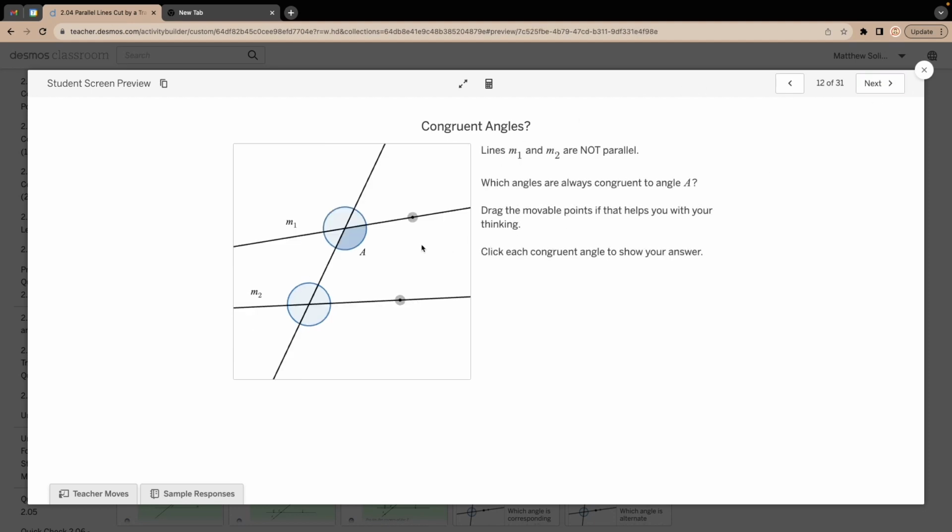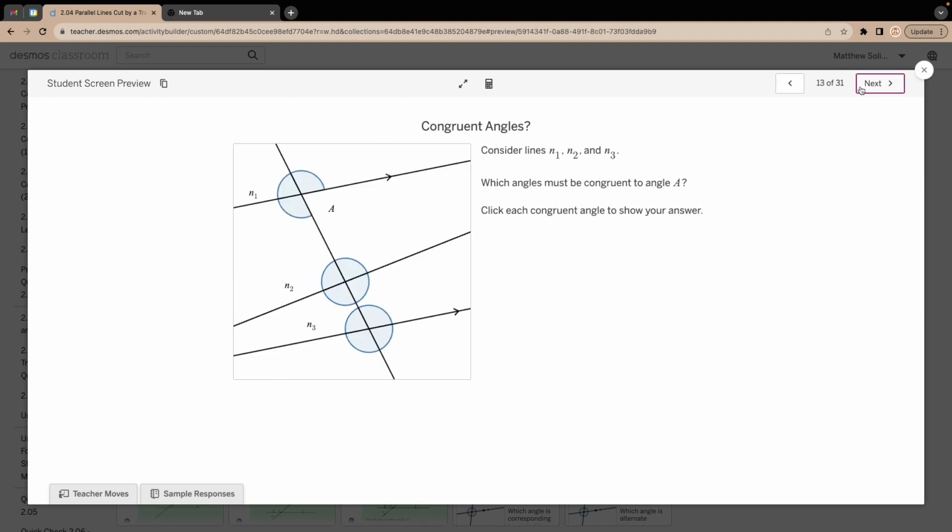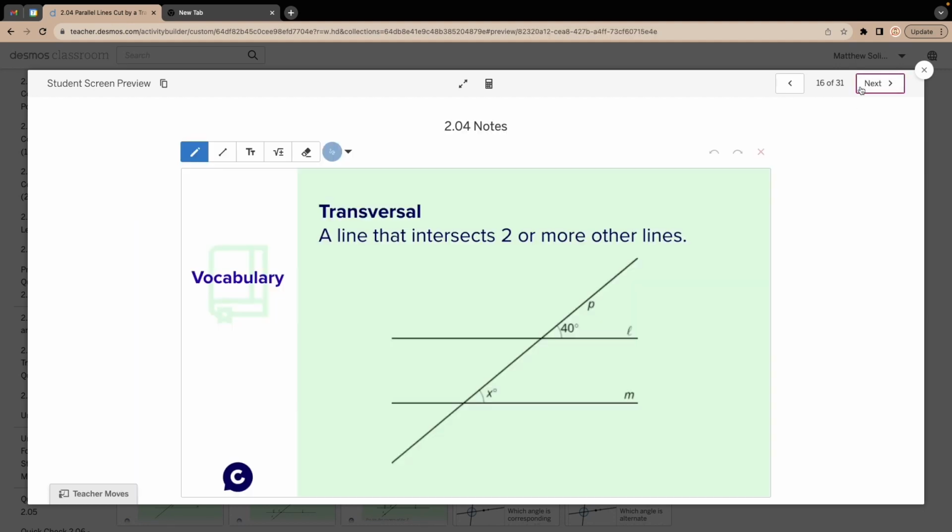If the lines are not parallel, the only angle equal to A is the vertical angle. This angle is smaller. This angle is smaller. If they're not parallel, they don't match up. That's the big idea here. All right, I'm going to skip ahead just to save time.